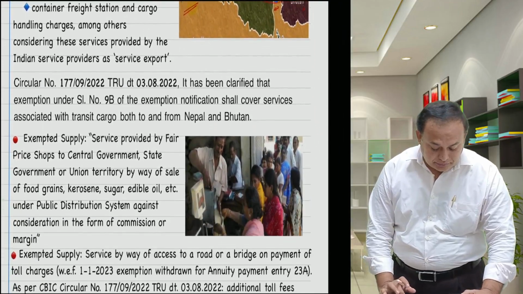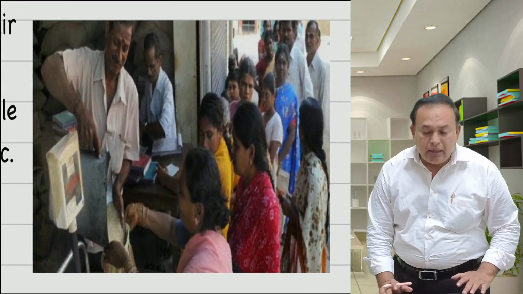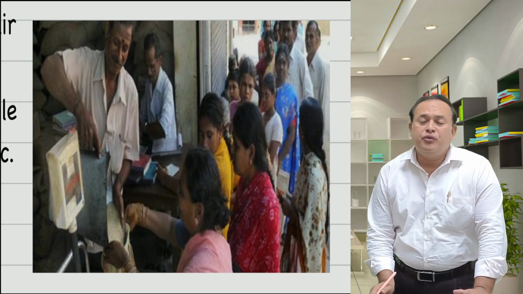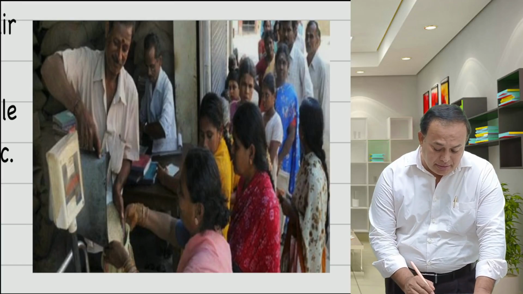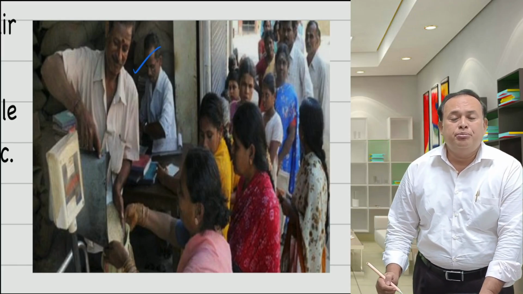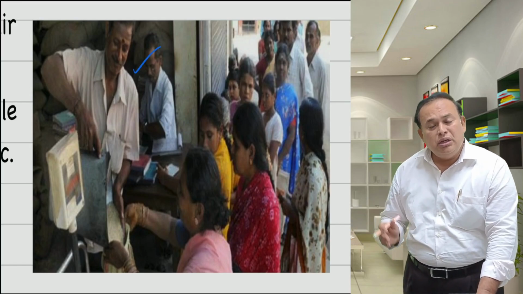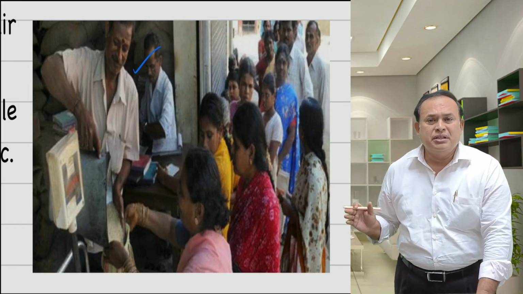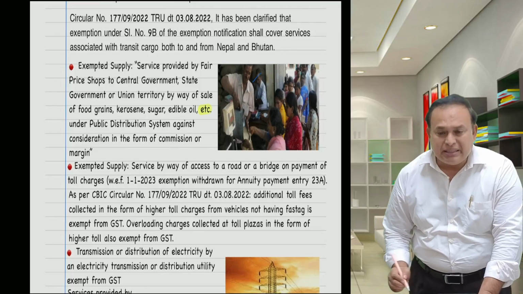Further, my dear friends, services supplied by a ration shop person under the PDS, public distribution system, for the government, central or state, as the case may be. The ration shop person who got the license and distributes the goods on behalf of the state or central government through the ration shop to the card holders and earns the commission, whatever goods supplied by him on behalf of the government through the public distribution system, qualifies for exemption. There won't be any GST. Any supply of goods, they have inserted here the word etc. Any goods supplied or etc. means any goods.